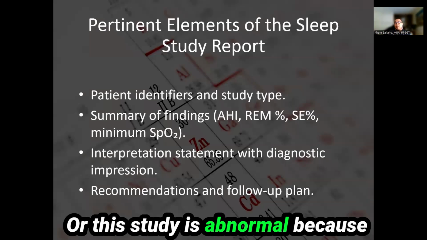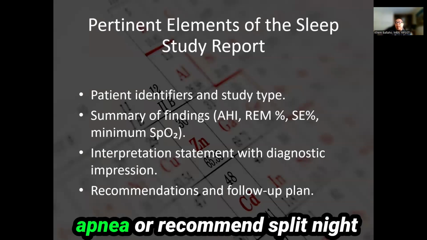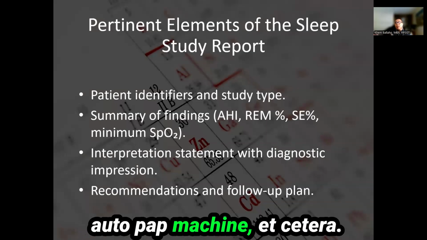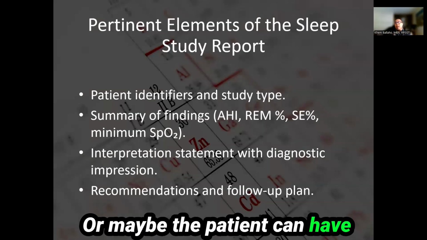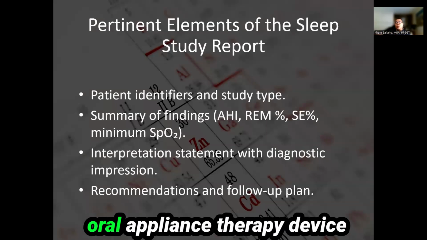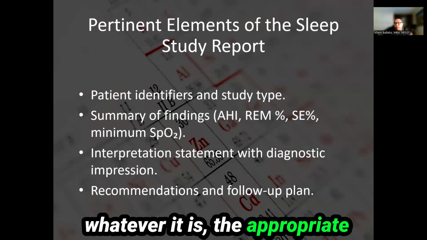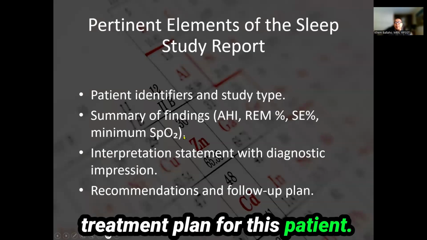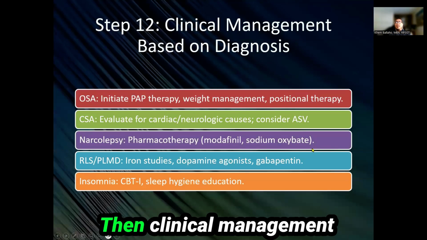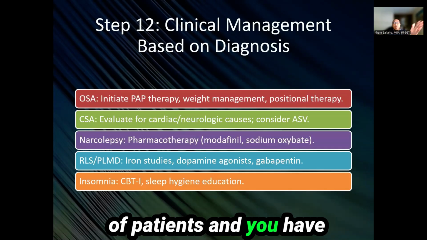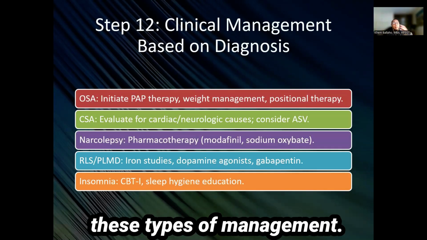Or the study is abnormal because this patient has moderate sleep apnea, or recommend split night, or provide this patient with an auto PAP machine, etc. Or maybe the patient can have options to wear an OAT, an oral appliance therapy device, or an implant or medications, whatever is the appropriate treatment plan for this patient. All right. Then clinical management based on the diagnosis. So you have these types of patients and you have these types of management.